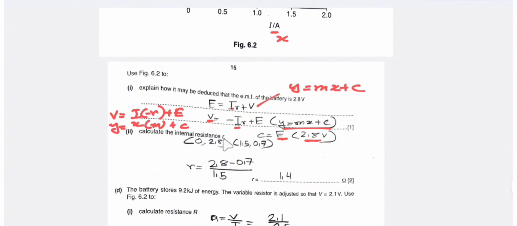Now calculate the internal resistance r. Here we know that the gradient is equal to the negative of the internal resistance. So m is equal to negative internal resistance. So what is the value of the gradient?